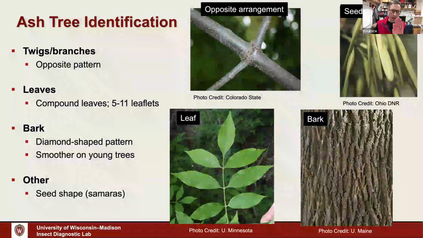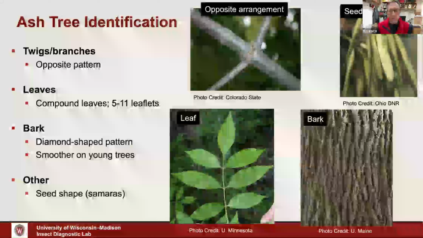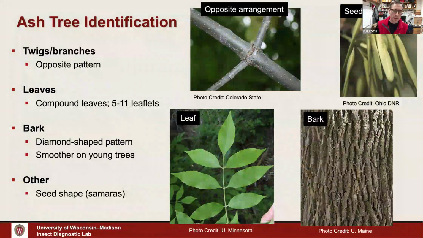So your typical maple leaf kind of looks like the palm of your hand. It's one unit, and then it branches out or kind of spreads out from there. With compound leaves, you've got the central stalk, and then little leaflets come out from that. With ash trees, it's typically 5 or 7, sometimes as many as 9 or potentially 11 leaflets, but in a lot of cases it's probably about 7.